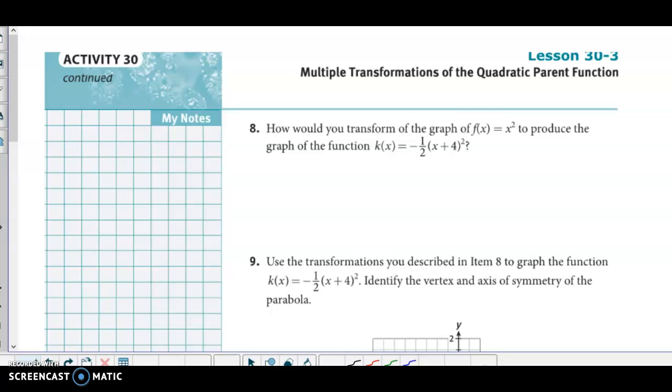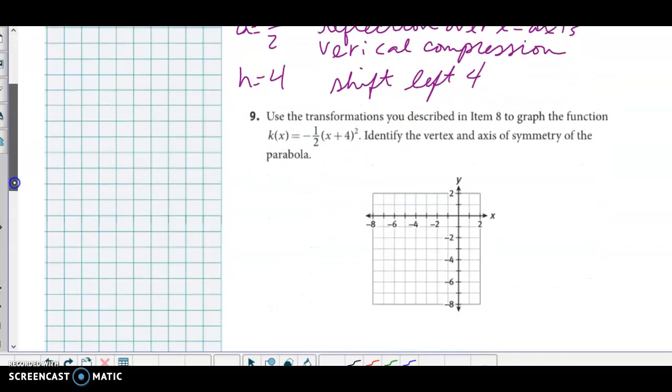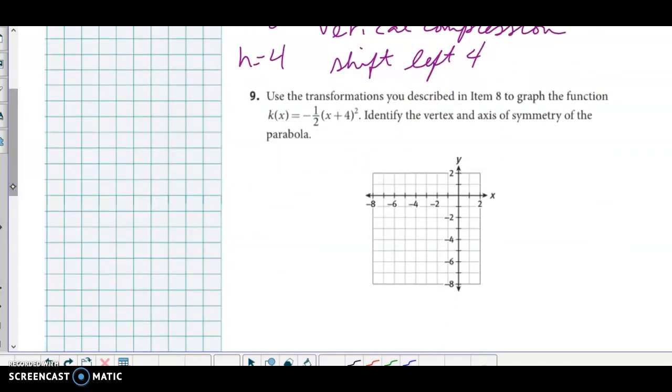And then now we have some parentheses. So this is our H. Again, that negative 1/2 is going to be a reflection over the x-axis and a vertical compression. And then remember, insiders lie. So if H is positive 4, this means that this is going to shift, not right, but left. And I did it correctly that time. I apologize for the previous example. So if we are going to do this, we're going to shift left 4.